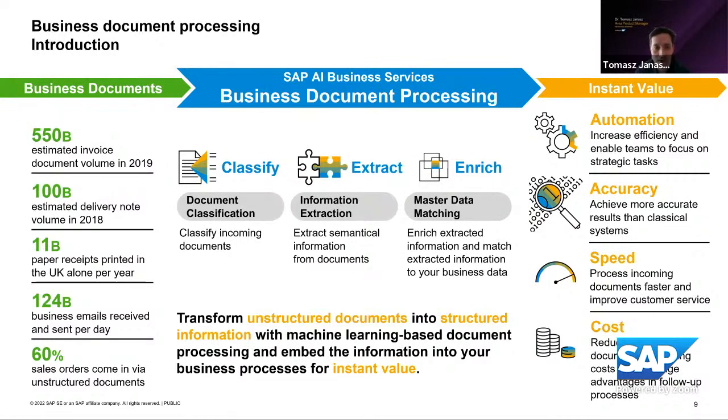So as you know, many processes in enterprises still involve processing of business documents, be it, as just mentioned, supplier invoices in accounts payable, or customer orders in sales processing. And even though there are various ways to electronically exchange information today, still large amounts of documents are processed manually, as you can see on the left side of this slide.